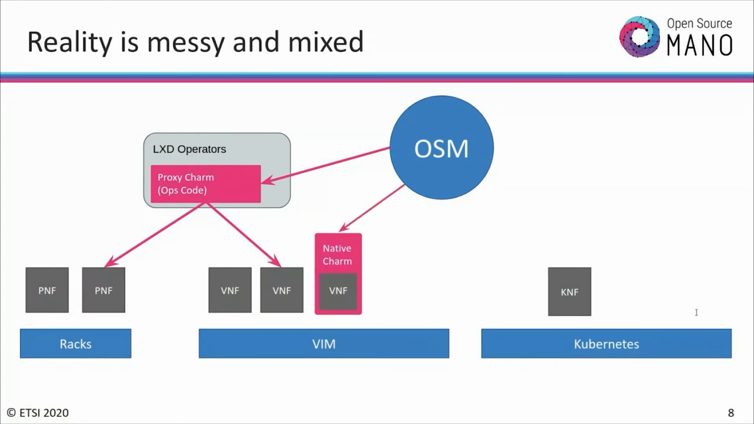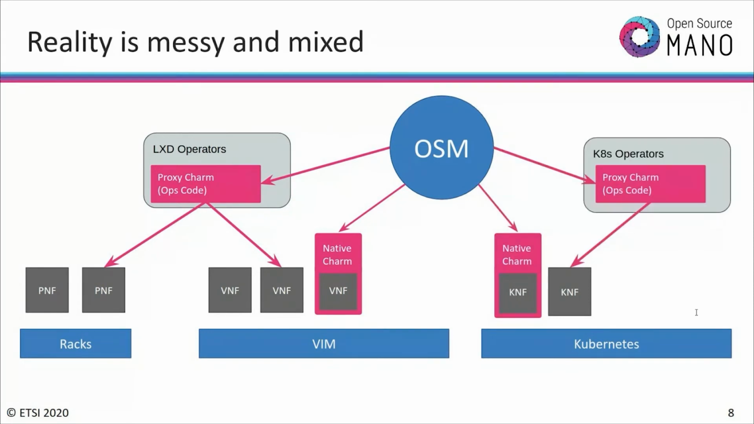Now, the next fun part is we don't always have to have this proxy. We can actually have the operational code built inside with the VNF and skip this step and have these things execute directly. So at this point, the operational code and the native charm is side by side with the application, and it can run in that same space. The same is true for the Kubernetes side. We can have native charms that work right alongside the Kubernetes functions or run through a proxy charm.